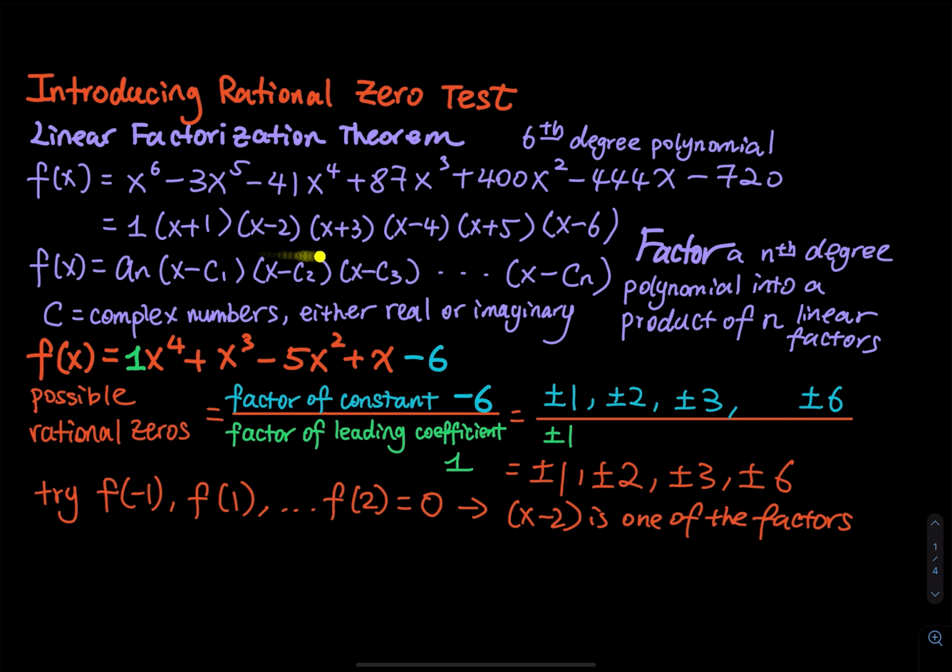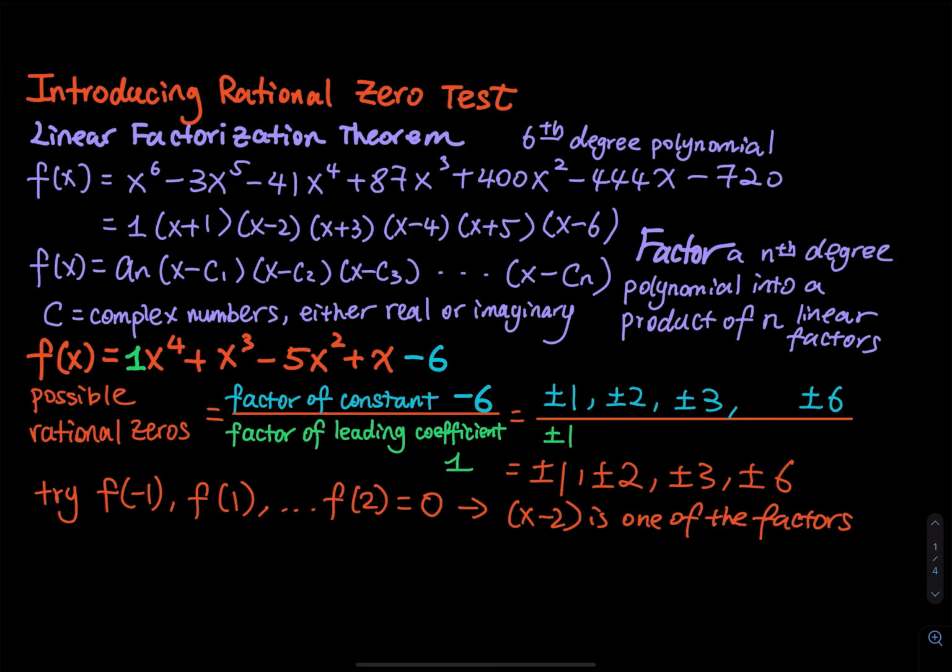You set this equal to 0. One of the zeros is x equals 6, right? So that means when x is equal to 6 right here, you plug in the 6 for x, you are going to get a 0. So that's why in this problem, you know that f of 2 is equal to 0.